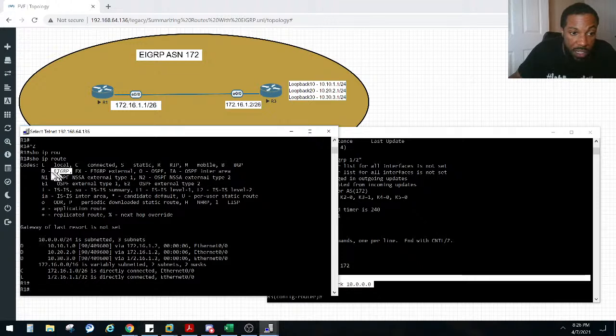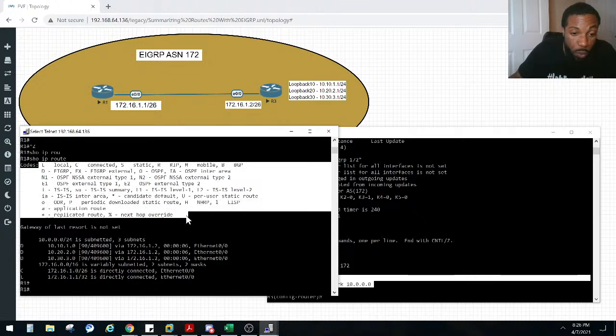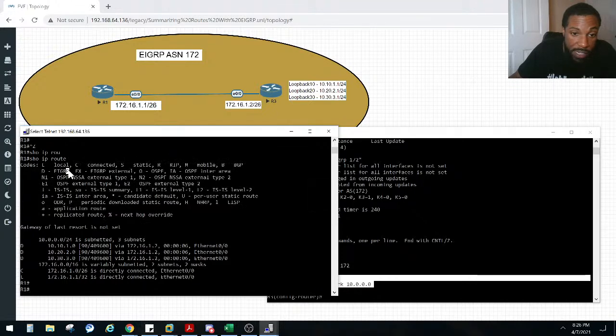Pop quiz for y'all. Notice this is the legend that lets us know what routing protocol or what type of route it is. Why does EIGRP start with the letter D there? You would think, right? L for local routes, C for connected routes, S for static routes. Why is EIGRP represented by D? That's y'all's pop quiz.